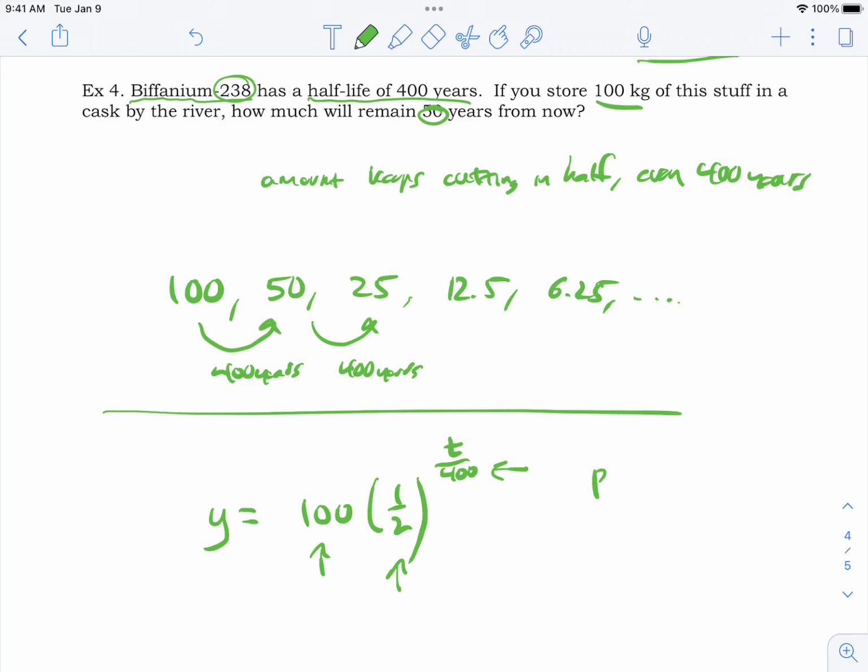So if I want to plug in t equals 50, then I'll probably have to get out my calculator. So this is like a 0.5 raised to the 50 over 400. 50 over 400 is like 1/8. And then times 100. So I'm getting 91.7. So you'll still have 91.7 kilograms in 50 years. At least you lost some of it. You started at 100, you lost some. But it would take 400 years to go all the way down to 50, right? So that's what we expected. Something pretty close to 100, really.